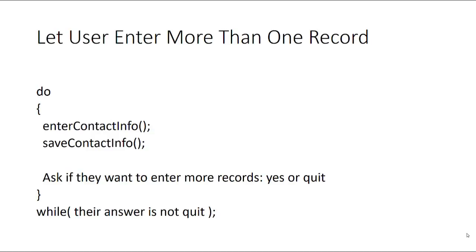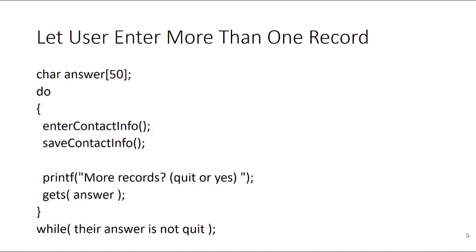Asking if they want to enter more records is actually 2 steps. It's a printf saying more records, a yes or quit, and then we'll do a gets so they can type it in. So it won't be a single line, it'll actually be 2. First though, we have to declare a char buffer for answer. And then we say printf, more records, quit or yes. We let them type it in.